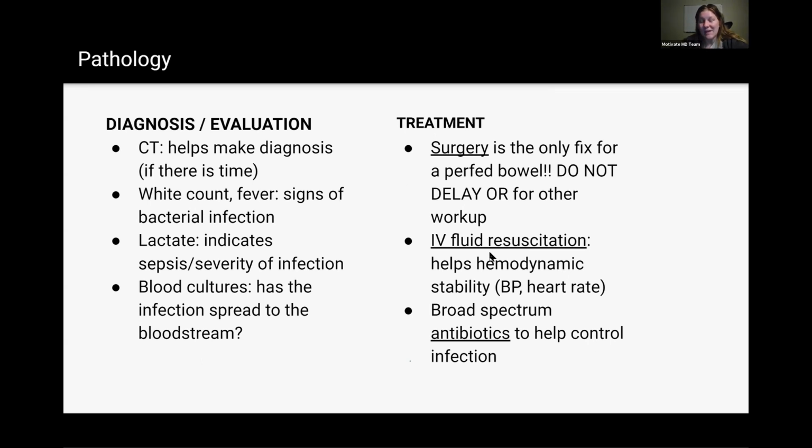It helps hemodynamic stability. So their blood pressure will go up and their heart rate should also go down. And then of course, broad spectrum antibiotics to help control the infection. Like I said, you can always go back and narrow your spectrum once you know exactly what you're dealing with, but it's better to start broad rather than start too narrow and then you haven't caught the bug.